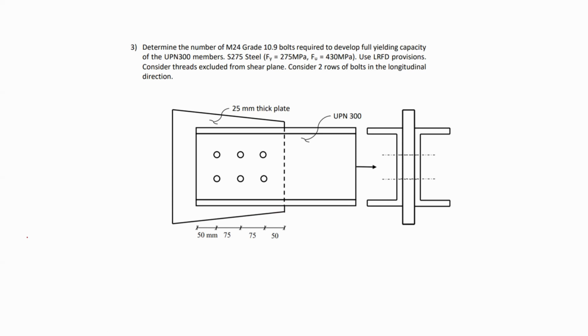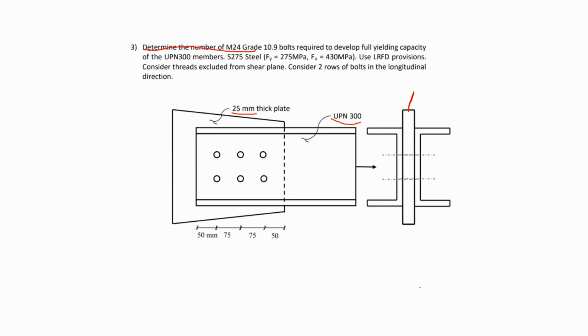As you can see here, we have the bolts located just to show us the direction. However, we are supposed to determine the number of M24 grade 10.9 bolts. So it doesn't mean that we actually have 6 bolts. This is just for illustration. Now, we have 2 UPN 300s and a gusset plate, a thick plate of 25 millimeters. And for UPN 300, we can get its information from the section tables. So we are all set to go.